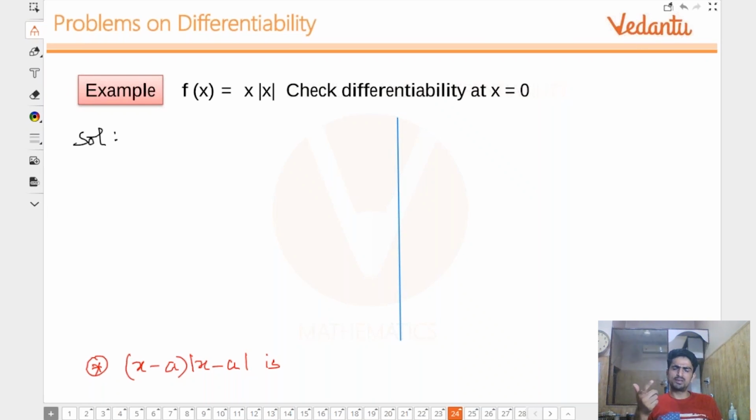I'll suggest to begin with, first we apply the standard definition. Find LHD, find RHD at 0, and try to see if they are equal or not.